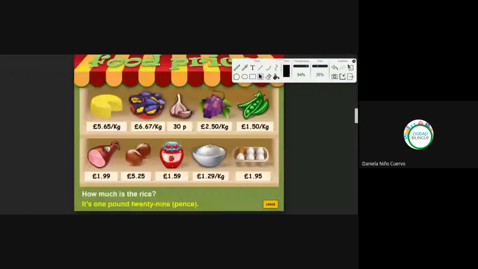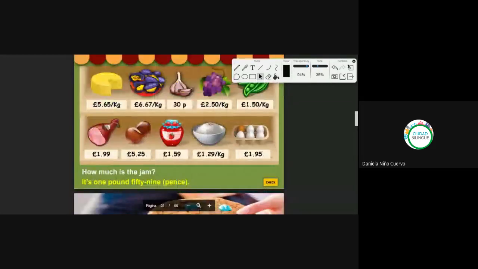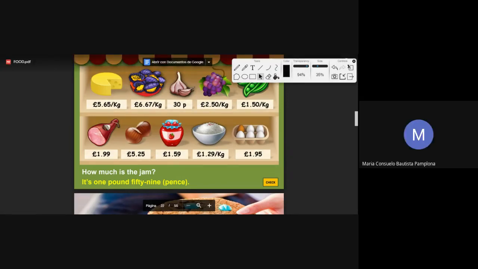How much is the rice? It's 1 pound 29. The rice, singular. So we answer, it's 1 pound 29. Here, how much is the yam? It's 1 pound 59. Okay, clear this structure. Clara la forma, ¿cómo preguntamos por un alimento y cómo respondemos el precio de un alimento? Yes, teacher. Ok. Vamos a continuar entonces con otra estructura. Sí, vamos a aprender estructuras sencillitas.